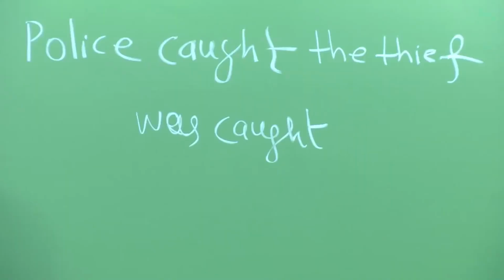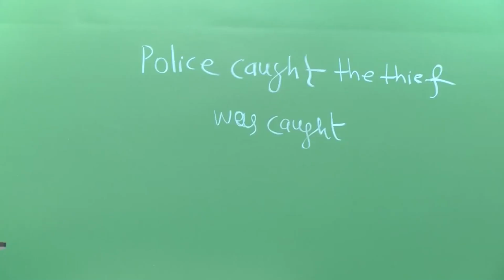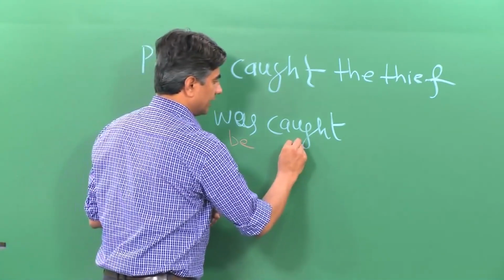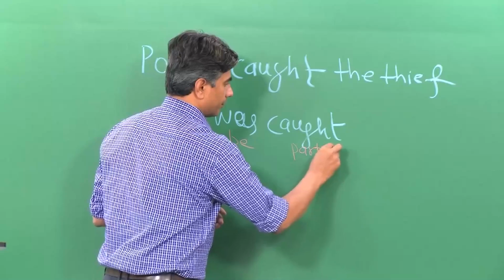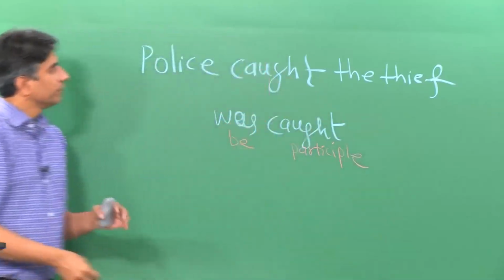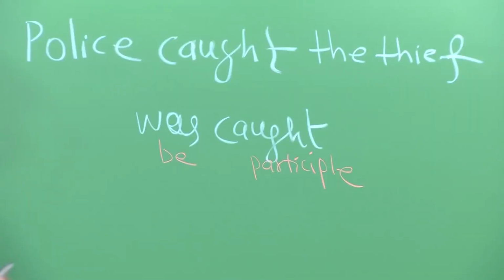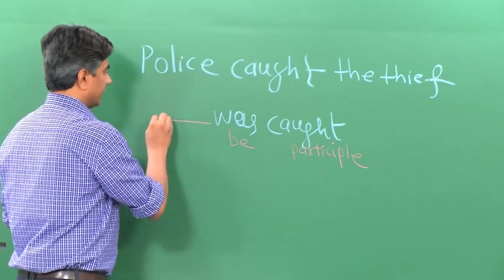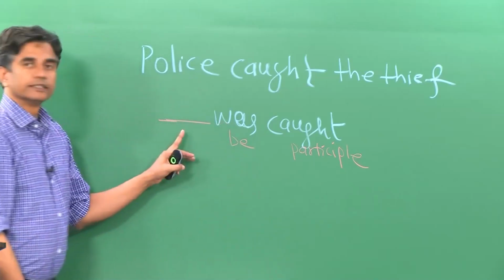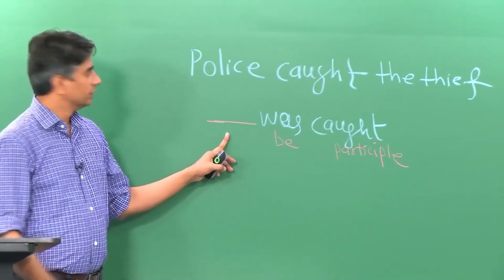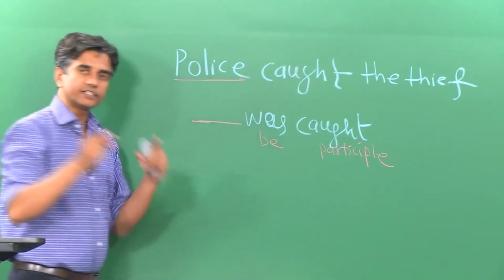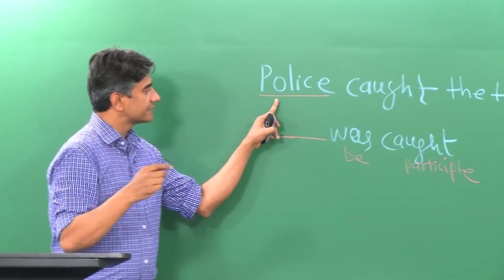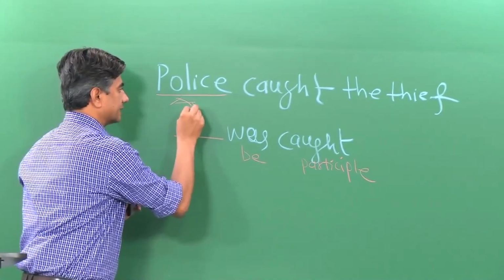Was caught. What we see is that this is an example of the verb be, and this is an example of a participle. The feature of this verb is such that it doesn't allow a subject, an NP with a theta role. Please understand, on the basis of our understanding of underlying patterns of sentences that we have seen so far, this is an agent.